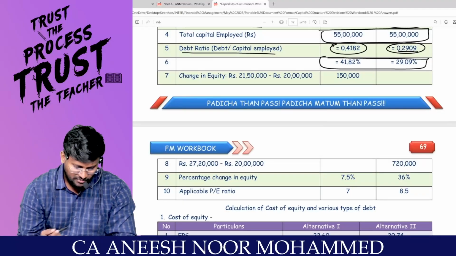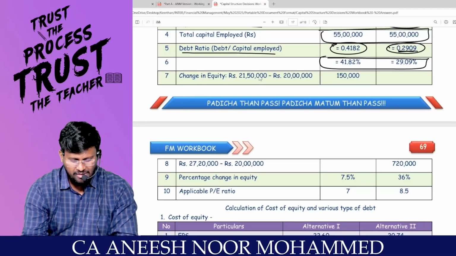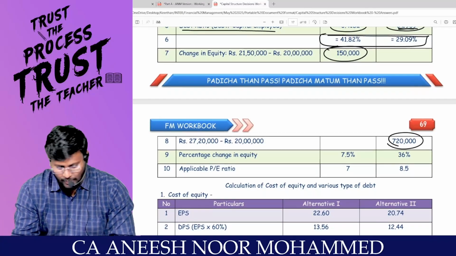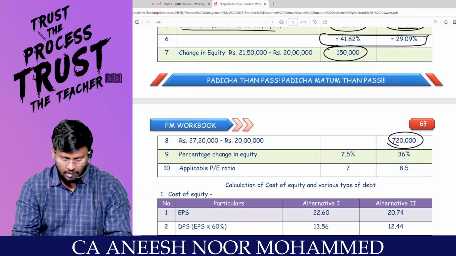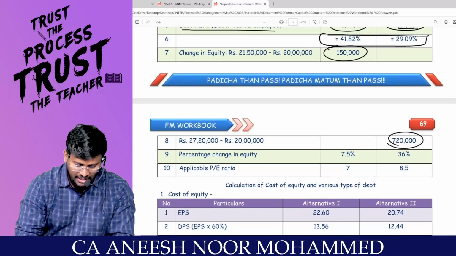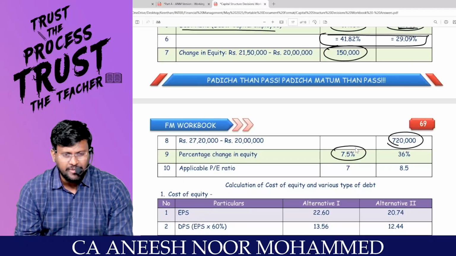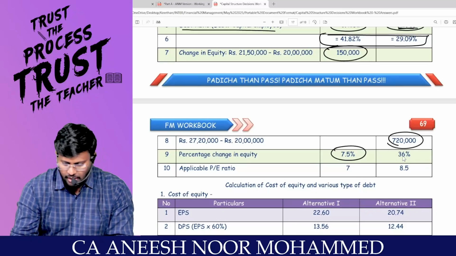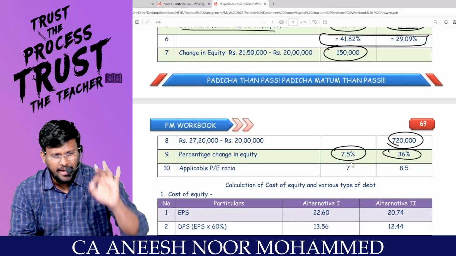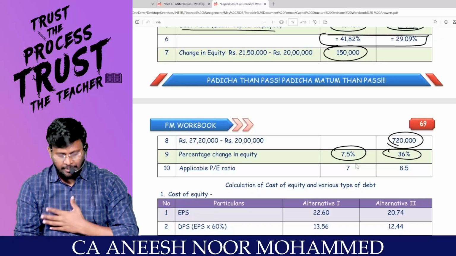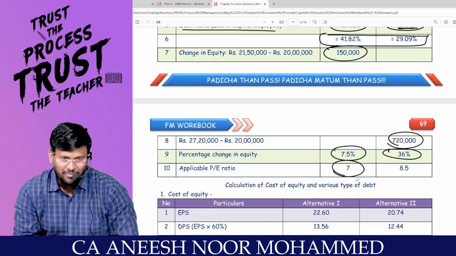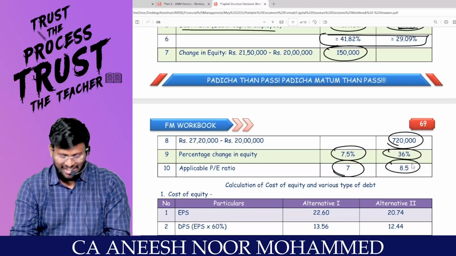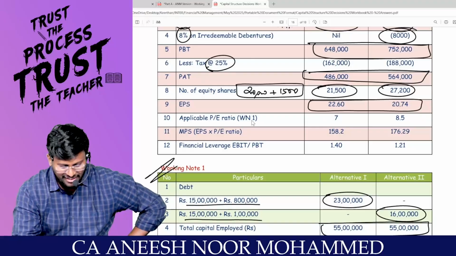Now what is the change in equity? 1,50,000. Super. Second case, change in equity: 7,20,000. Percentage change in equity: 1,50,000 divided by 20 lakhs into 100 comes to 7.5%. Next one, 7,20,000 divided by 20 lakhs into 100 comes to 36%. First case does not go above 10%. Then what is the existing P/E ratio? 7. Second is 8.5, already given.